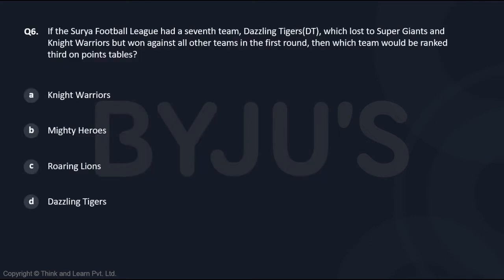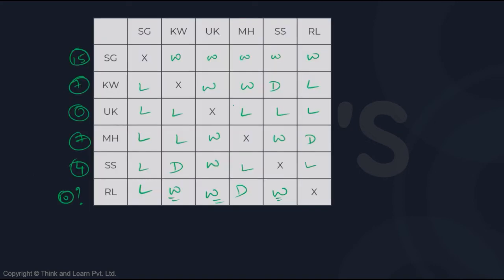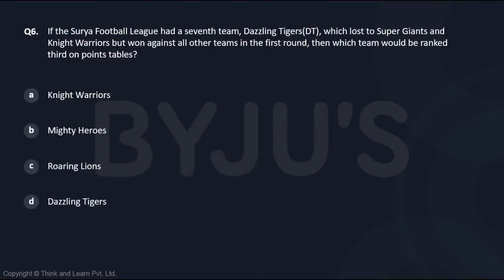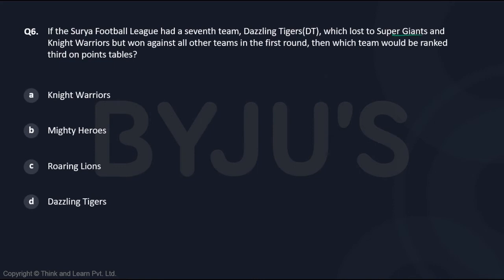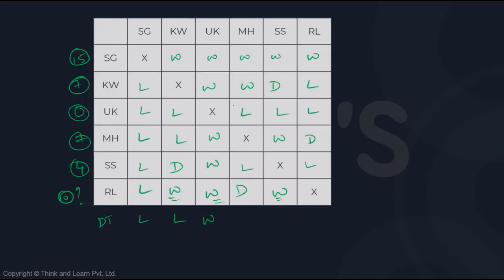Now, if you look at it, Surya Football League has the 7th team, Dazzling Tigers. So I will put DT here. And the question says it lost to Super Giants and Night Warriors. So against Super Giants it lost and against Night Warriors it lost. That's it. It lost to Super Giants and to Night Warriors, and won against everybody else. So it wins against everybody else. Win, win, win.